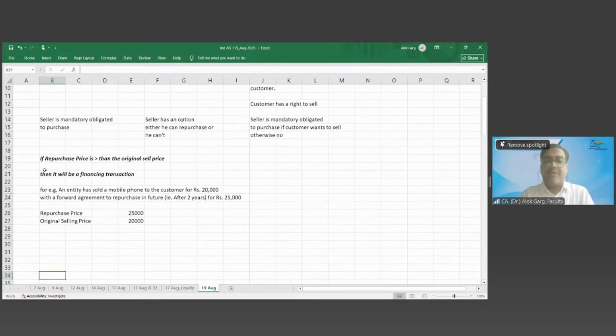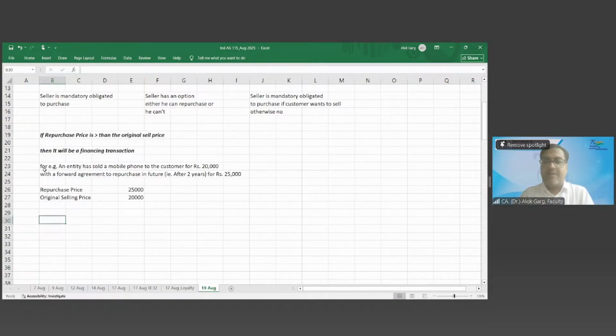Sir, what is the accounting entry in this case? What is the accounting entry on day one? क्या होगा बताओ फटाफट. Bank account debit to financial liability. And the difference will be finance cost. So the credit is 20,000 rupees, right? And of course, you have to pay 25,000 rupees at the end. 5,000 rupees you have to pay as interest over the 2-year period.